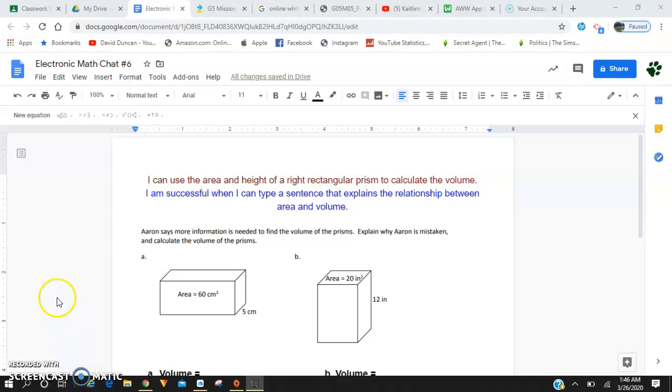All right, fifth graders, this is our electronic math chat number 6. We're going to be reviewing and talking about volume again, but in a different capacity than we've talked about it in the past.